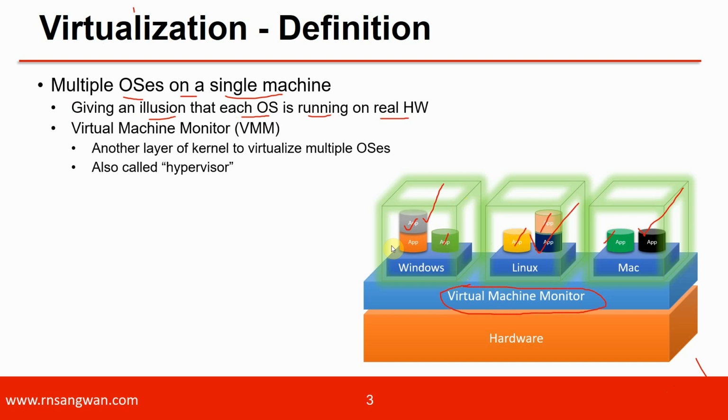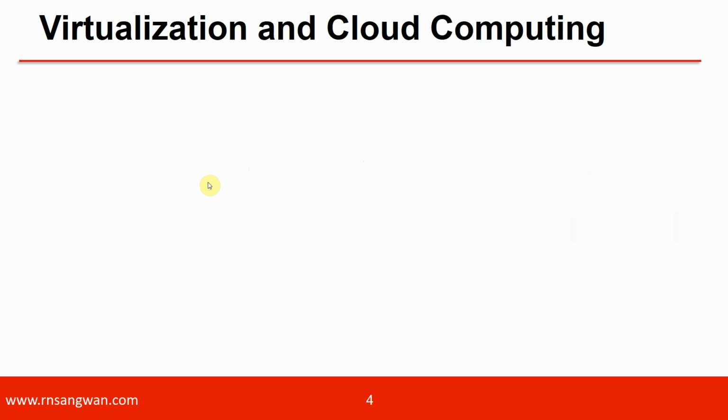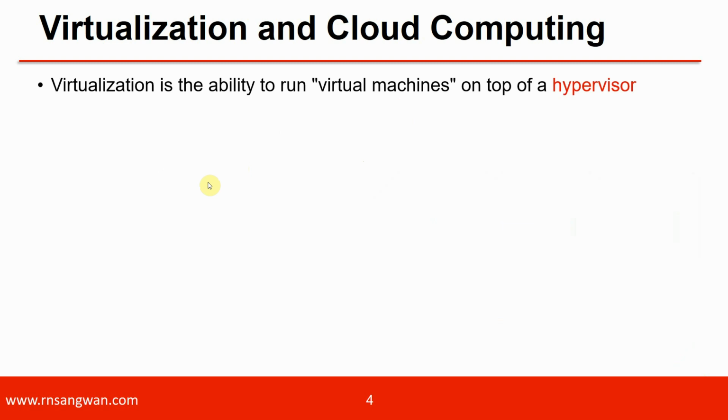That is virtualization. This virtual machine monitor, also known as hypervisor, is another layer of kernel to virtualize multiple operating systems. Virtualization and cloud computing. What is the relationship between the two? We can't think of cloud computing without virtualization. In fact, first came virtualization, then we realized the power of virtualization, and that power resulted into the development of cloud computing. How? This slide will explain that concept.